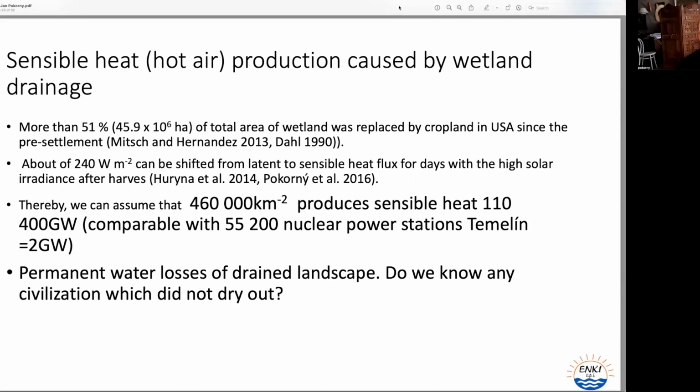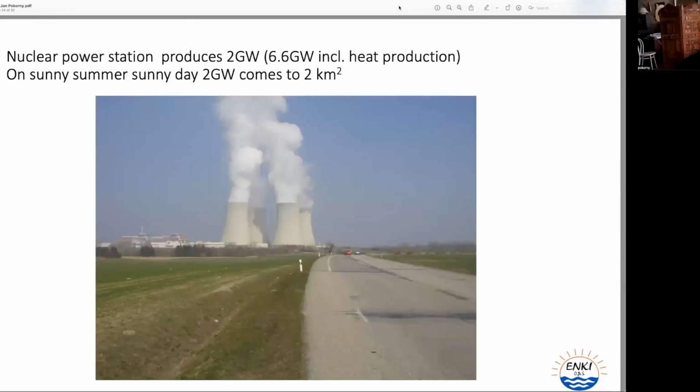And when we just calculate with the shift of 200 watt per square meter from latent heat to sensible heat, then we have a production of heat of 110,400 gigawatts, which is comparable with 55 power stations. Next picture. Yeah, this is the big power station in my region, which produces 2 gigawatts of electricity. But when we drain large areas, we are releasing a huge amount. We said for the United States, 100,000 gigawatts.